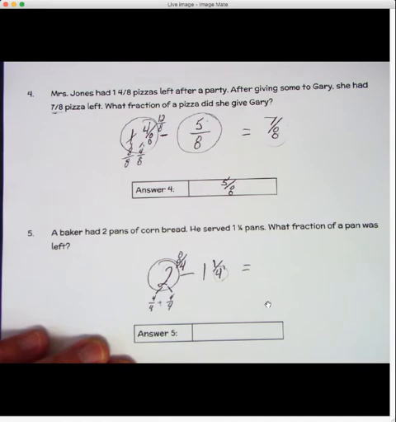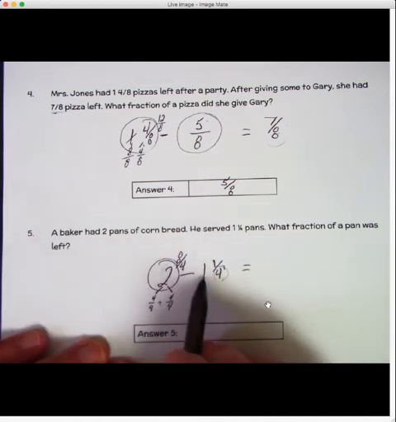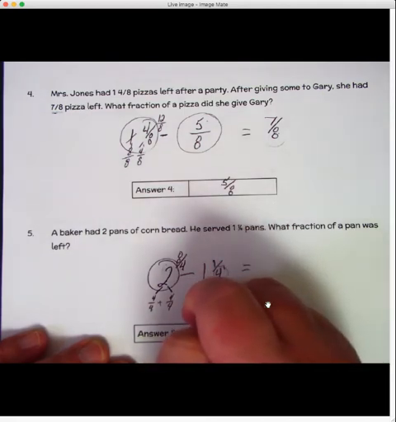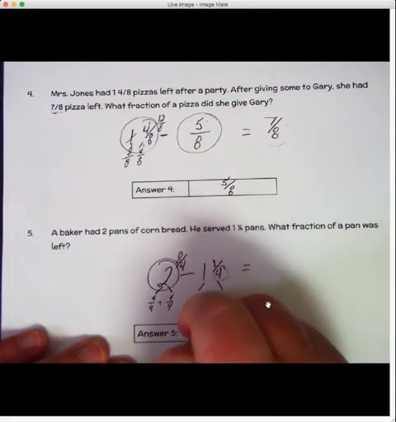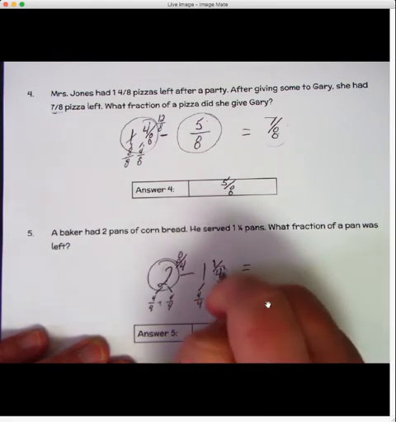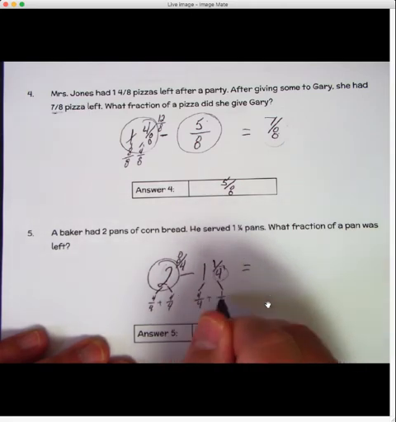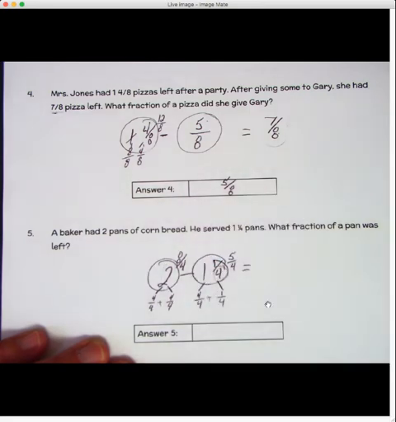Well, still we can't figure this out yet because 8/4 minus 1, that's hard to see. So what we're going to need to do now is change this 1 1/4. We're going to decompose it. 1 is how many fourths? It's 4/4. Then I've got 1/4 more. So what's 4/4 and 1/4 more? We could represent this as 5/4.